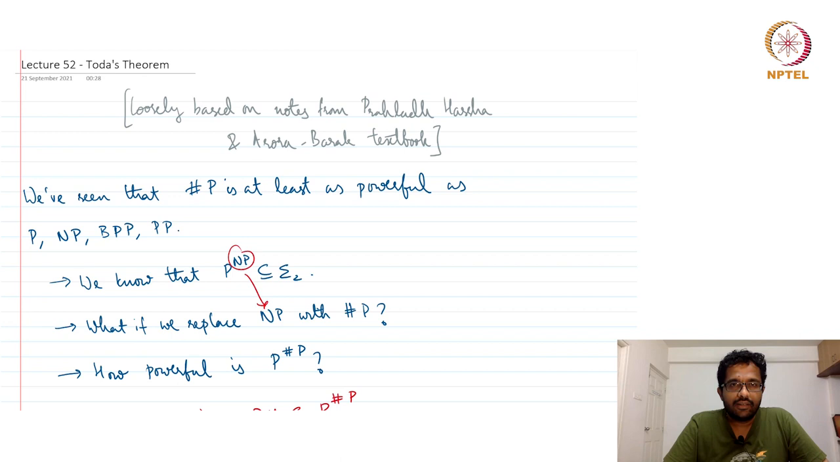Hello and welcome to lecture 52 of the course Computational Complexity. We have been seeing the power and complexity of counting over the past few lectures. In this lecture, we will see Toda's theorem, which was a surprising result. And this stated that the entire polynomial hierarchy can be captured by Sharpie, right?